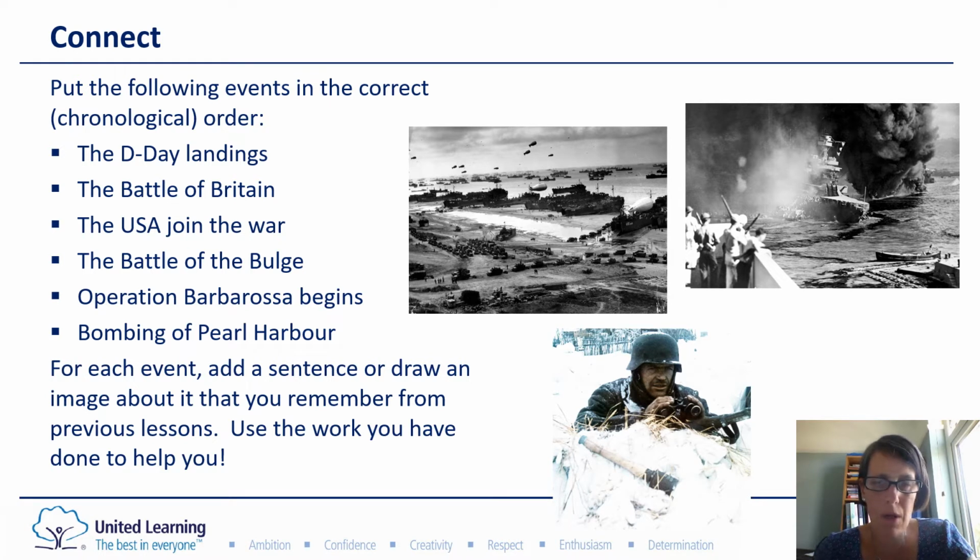And then for each one, can you add a sentence or draw an image that you remember from previous lessons? Use the work that you've done, look back in your book or back in the documents that you have used to help you to do that. So that's the Connect task. There's a couple of pictures here. You should be able to work out what these ones are. We've got the D-Day landings, we've got the bombing of Pearl Harbor, and then we've got Operation Barbarossa in the bottom. Okay, so use those or make your own to help you do this timeline correctly. So pause the video while you do that.